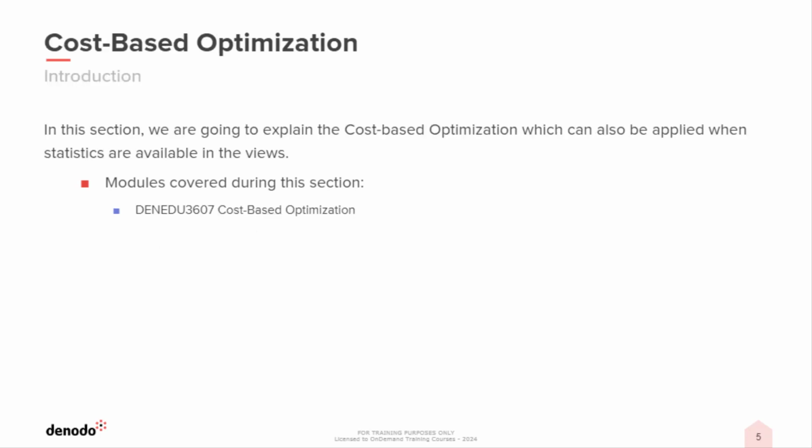In the next section of this course, we will learn about cost-based optimization. This optimization technique allows Denodo to select the most optimal query plan. This optimization is based on the statistics which are generated for the views. This will help us determine the cost of processing the query, and it will choose the best plan for execution.